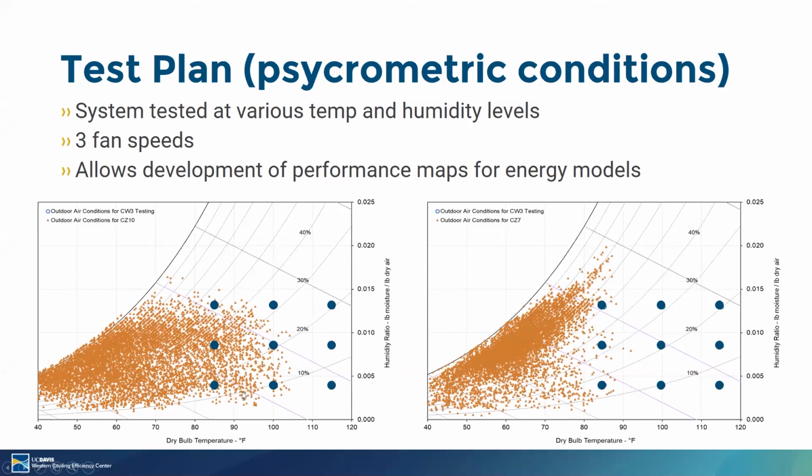We picked some test points between 85 and 115 degrees at increasing humidity, recognizing that this product will also have applications outside of San Diego. So we want to pick up some warmer weather conditions, and below 85 Fahrenheit a lot of people won't really even operate a residential cooling system. We tested the Climate Wizard at these 9 test points at 3 different fan speeds, and that will allow for the development of performance maps for energy modeling.